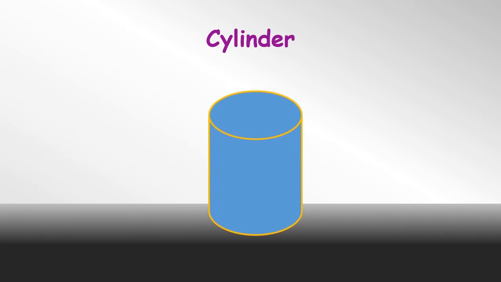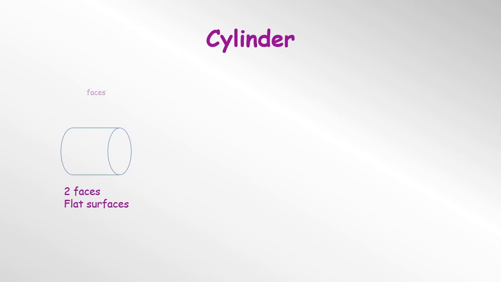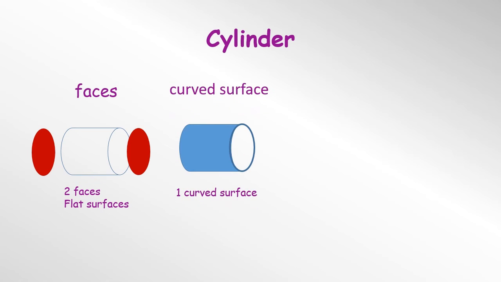This is a cylinder. The cylinder has 2 flat surfaces, which implies it has 2 faces. However, it has another surface that is curved. We can then conclude that a cylinder has 3 surfaces, 2 flats, and 1 curved.